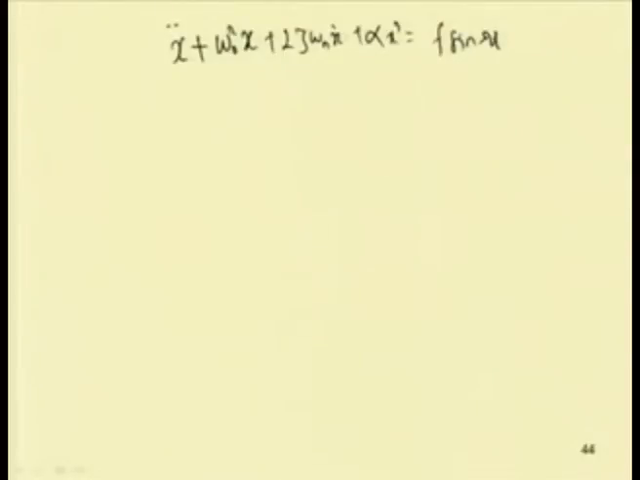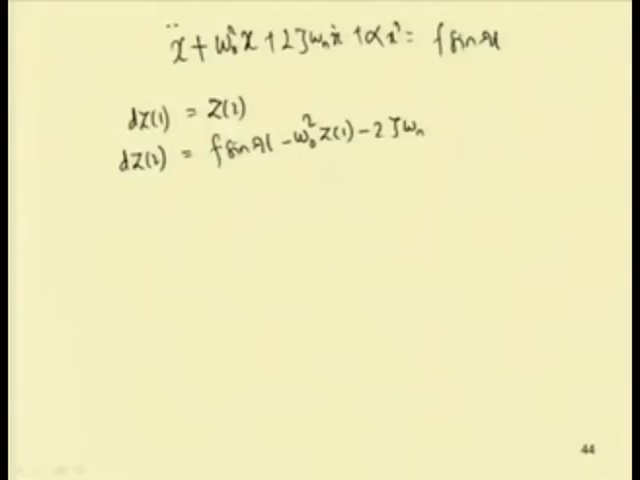So, in this case, one can write those two functions, that is dz1 equal to z2, and for the second equation, dz2, one can write it in this form: f sin omega t minus omega 0 square z1 minus 2 zeta omega n z2 minus alpha z1 cube.